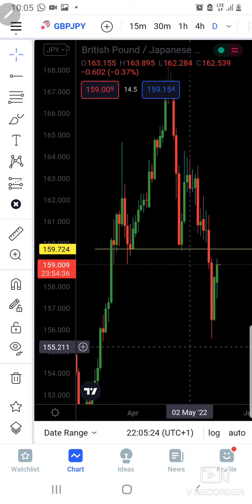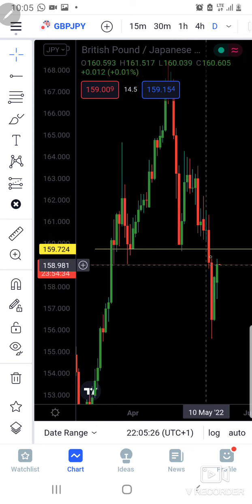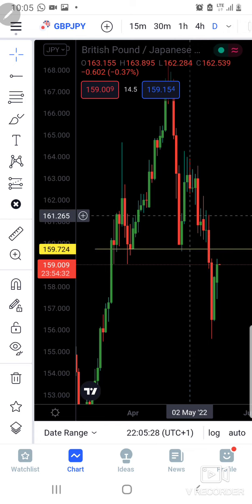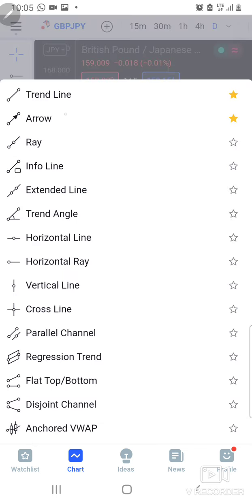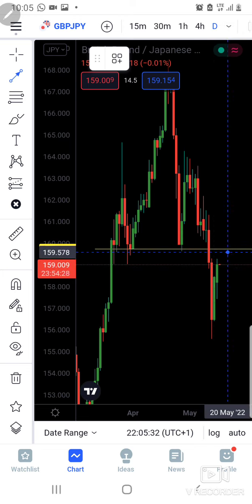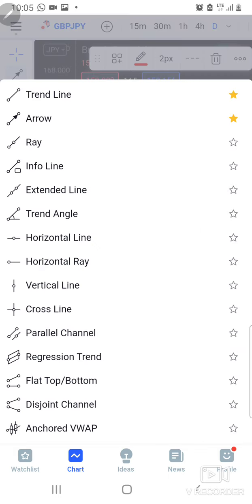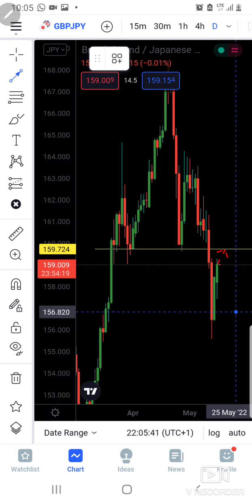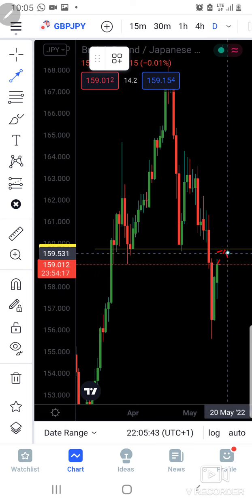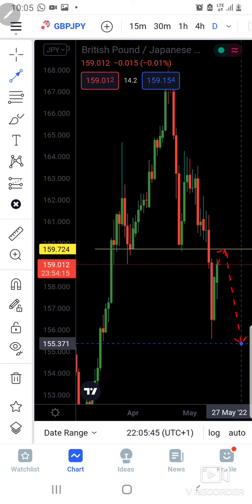It is normal that once we break a very strong support, there's high probability for price to retrace it. So let's just say that is what is happening, for price to retrace here. Then after that retracement, what do we expect? We expect price to start coming down, probably to retest this low.